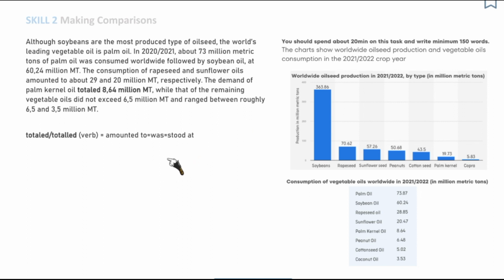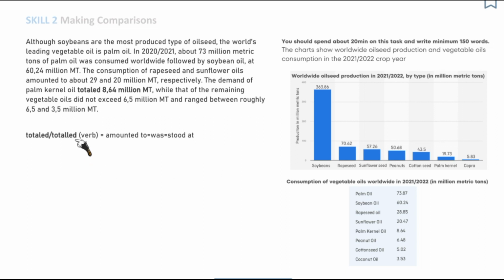Another useful word that you can use in your reports is total. And total is used as a verb. It is used here in its past form, totaled. Both options of spelling are possible, with one L or double L. It's really up to you. So totaled has the same meaning as amounted to, or was, or stood at. It is very handy when you are naming the figure, when you are mentioning the number.